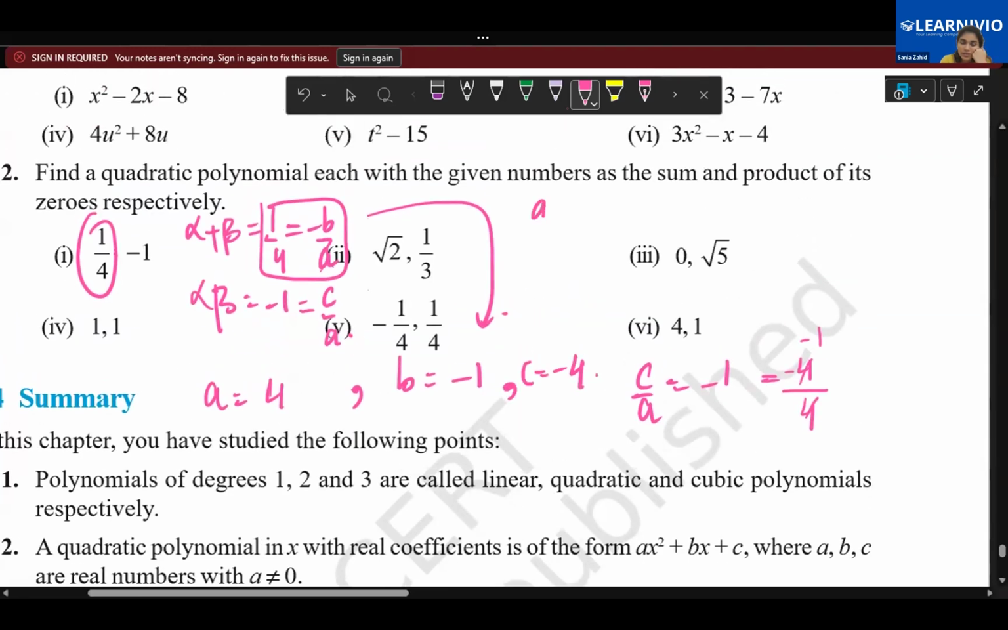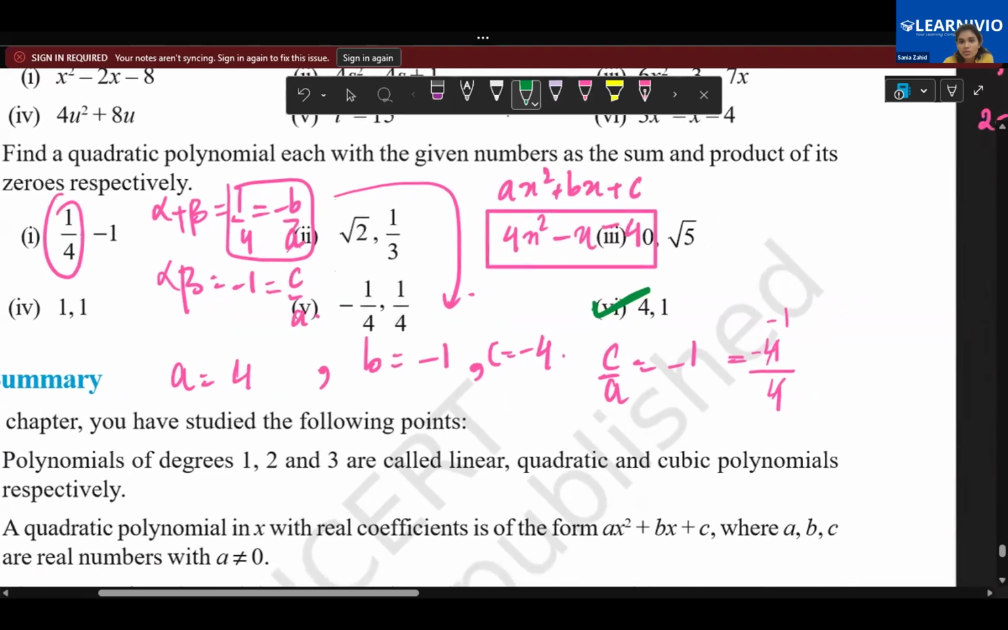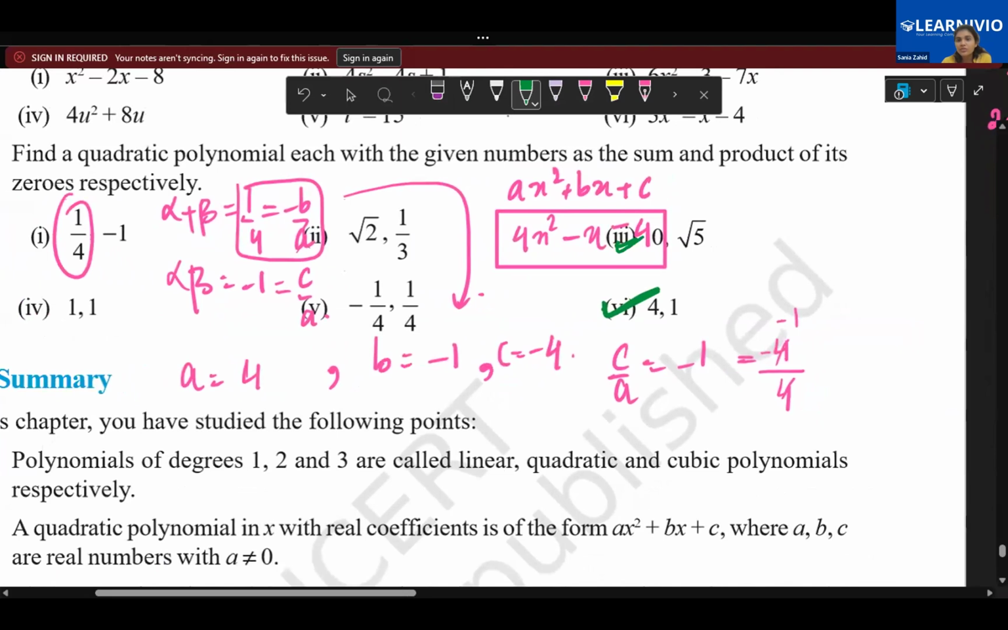Now it becomes a square. So ax square is 4x square. Bx is how much? Minus x, minus 4. Okay, this is your polynomial. Children, find polynomials quickly. Do this one, then do the fourth one, the sixth one, and the third one. Copy the first one, then do the third and sixth on your own. Quickly do it and then tell me.